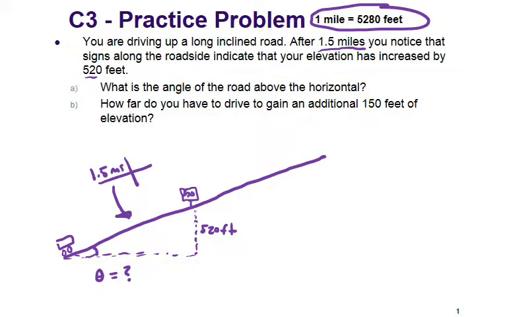So you're going to want to set up your right triangle, figure out your lengths, and then go ahead and try part B as well. See if you can get how far you would have to drive for an additional 150 feet of elevation. This is good practice to see if you can apply some of that right triangle trigonometry that we looked at. So go ahead and pause the clip and give that a shot, and then you can look at the solution.